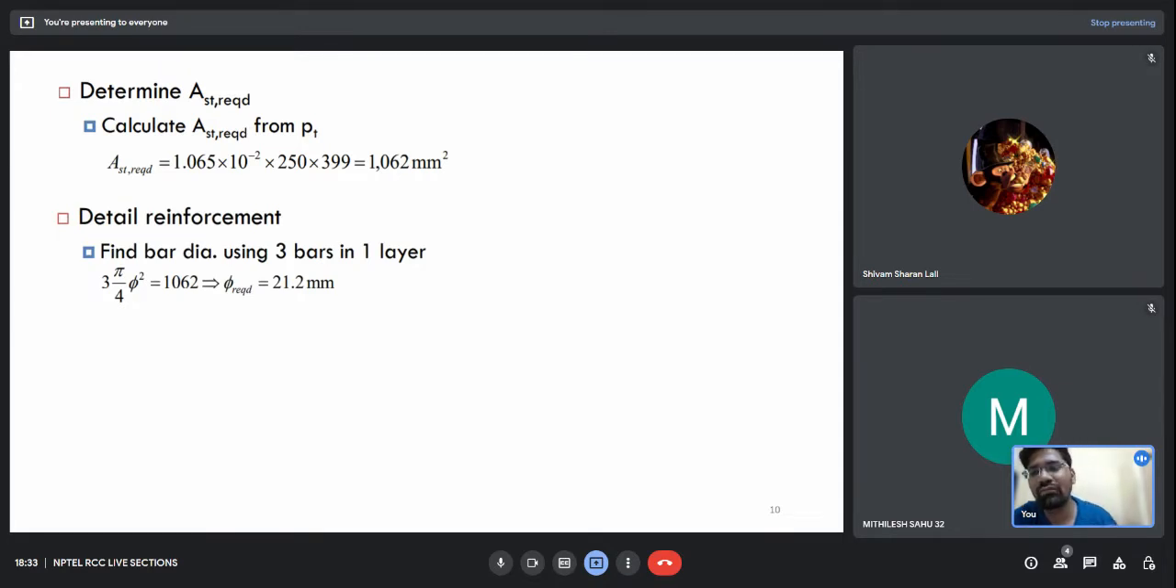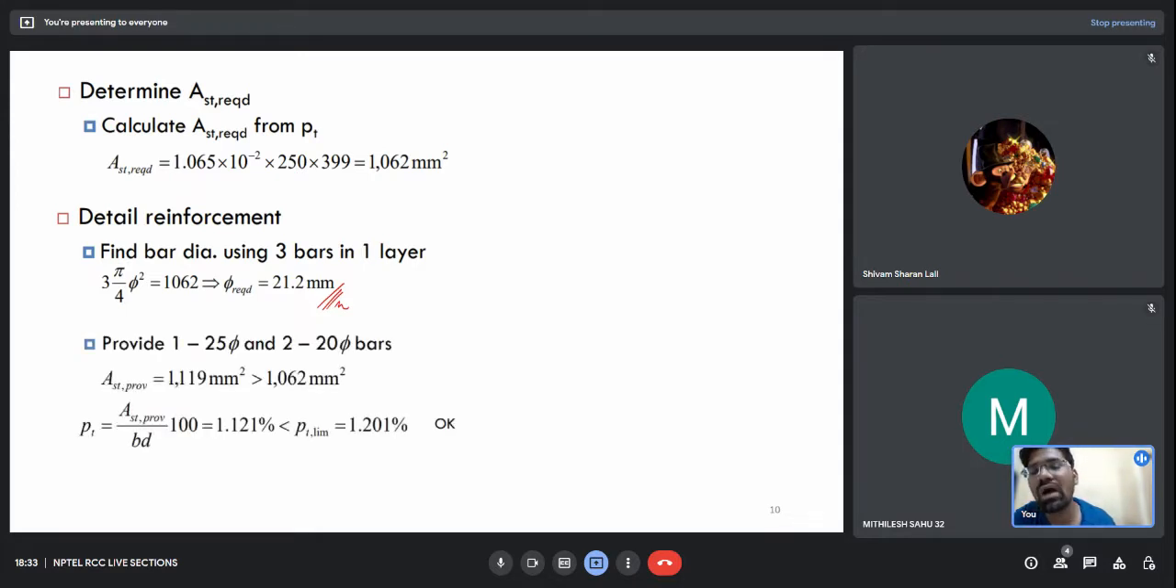I am assuming 3 bars in one layer. So the required diameter would be 21.2 mm. Now the diameter which I assumed was 25 mm, that's fine. That's why I will be modifying this and providing one bar of 25 mm and two bars of 20 mm. So the AST provided is this, AST required is this. Okay, so AST provided is greater than AST required.